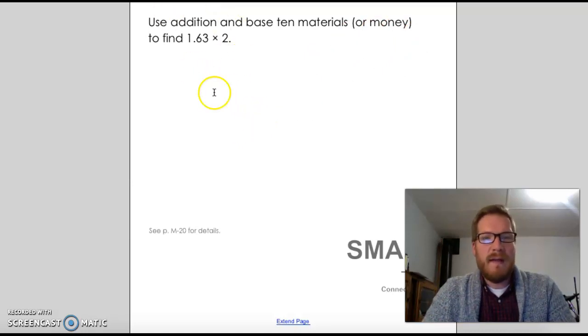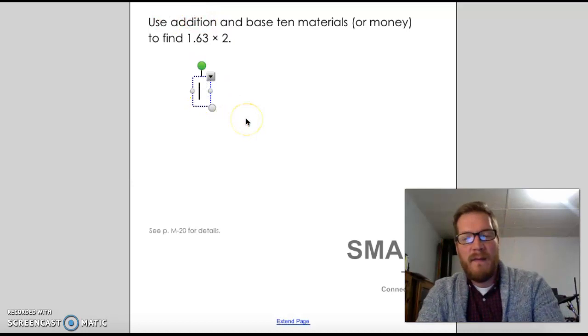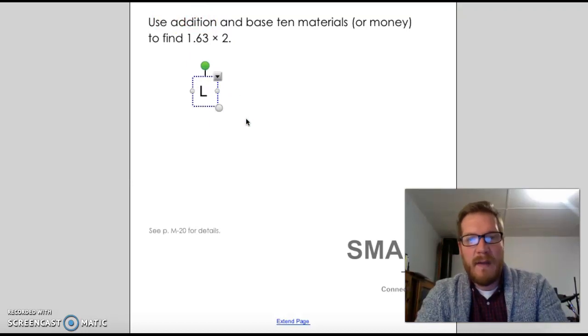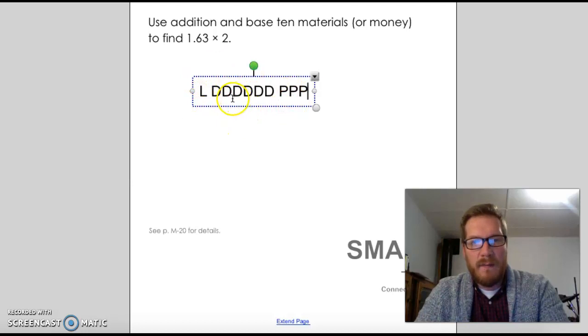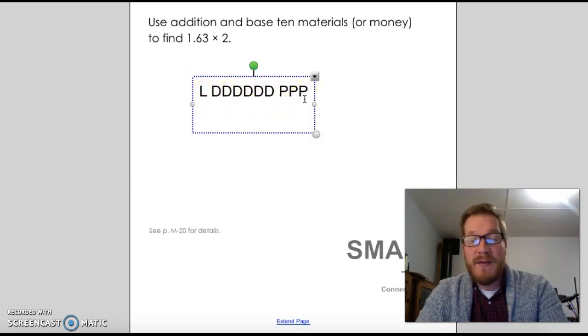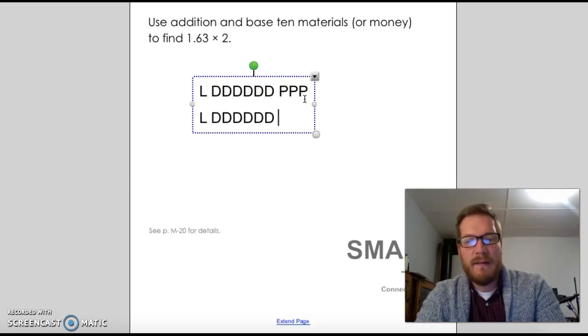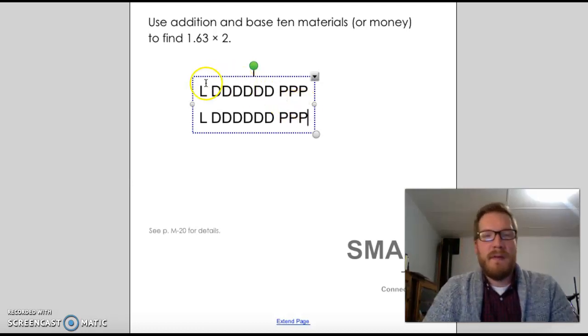So if we're going to assume for a second that maybe it's $1.63, that's going to be a loonie, 2, 3, 4, 5, 6 dimes, and then 3 pennies. And I'll just put some spaces here. And so that could be how we model out $1.63. So a loonie, 6 dimes, and 3 pennies. If we're multiplying it by 2, then we would have 2 groups. So we end up with 2 loonies, 12 dimes, and 6 pennies.